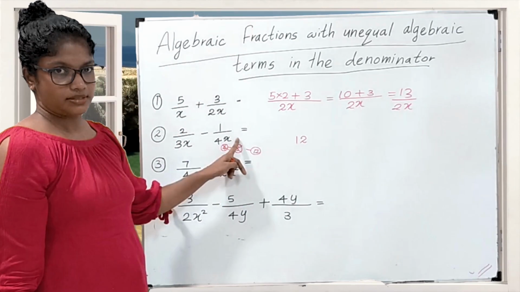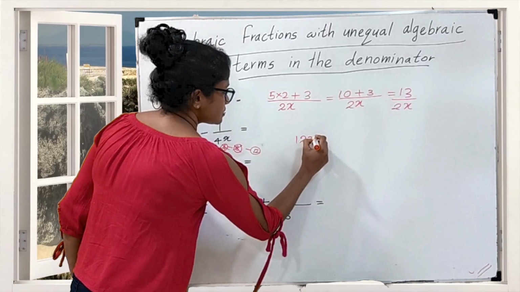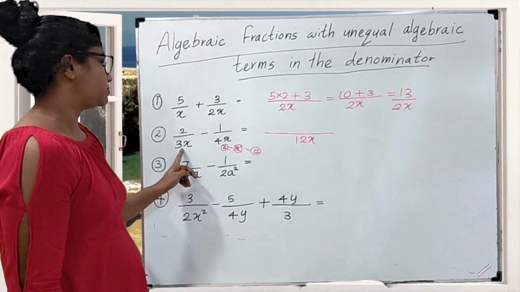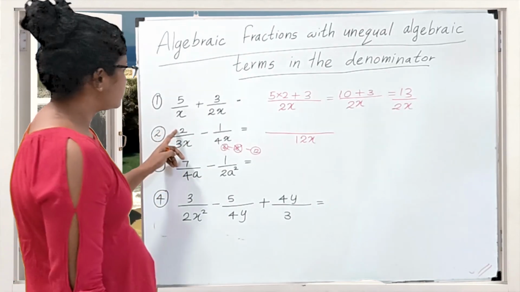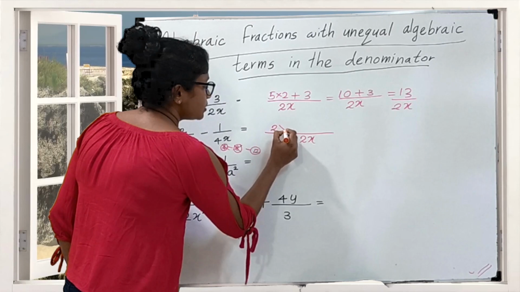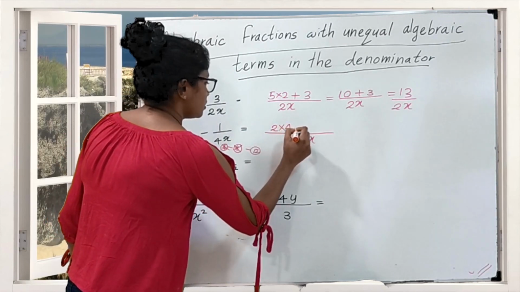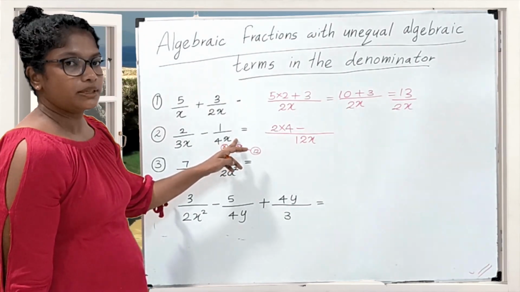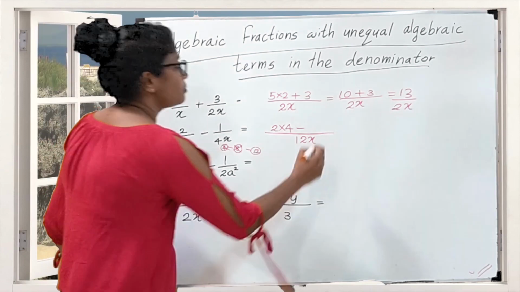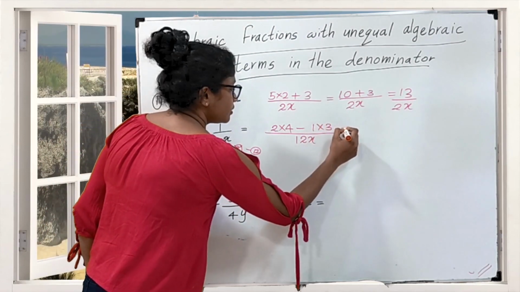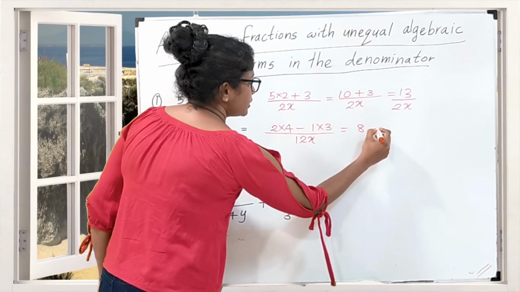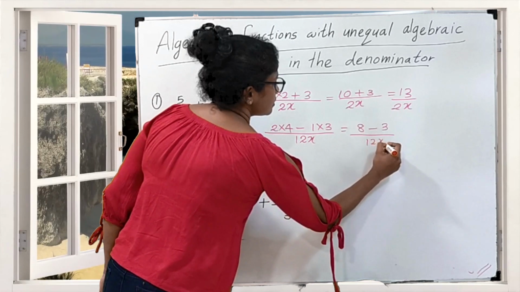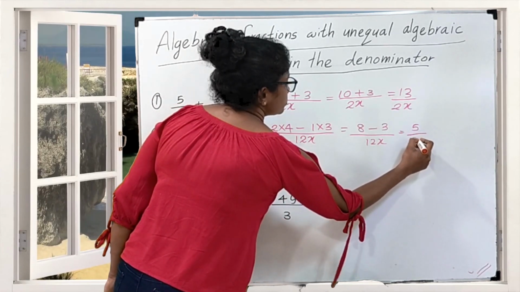So the value x. To become 12, we have to multiply this by 4. And we have to multiply the 2 also by 4. Minus 4x multiplied by 3, then 1 multiplied by 3. Then 8 minus 1 into 3, 3, over 12x. So 5 over 12x.